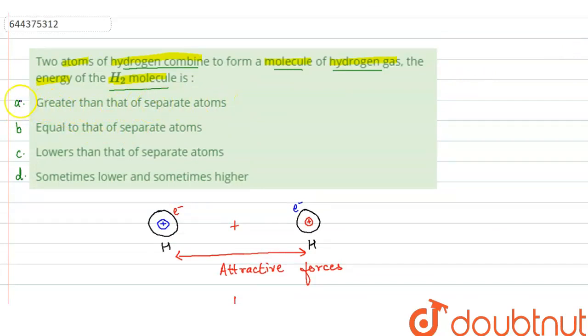So here the correct option will be, if we look at the options, in option A it is given greater than that of separate atoms. This is wrong. In option B it is given equal to that of separate atoms. This is also wrong. In option C it is given lower than that of separate atoms. This is correct. In option D it is given sometimes lower and sometimes higher. This is also wrong. So the correct option is option C, lower than that of separate atoms. So option C is the answer.